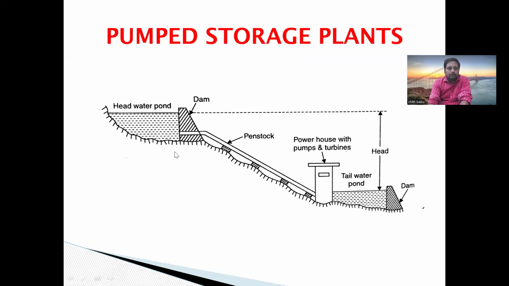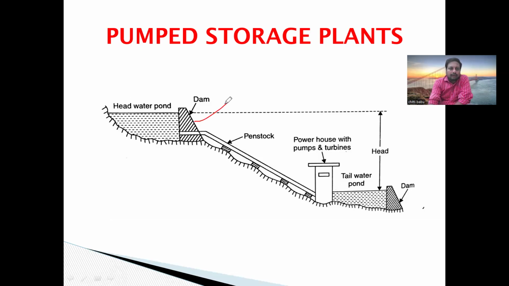So this is about the layout of hydroelectric power plants. Here we need to construct the dam. The dam is constructed across the river for storage of the water. Here we have a large diameter pipe, which we call a penstock. Through these pipes, the water will be flowing.